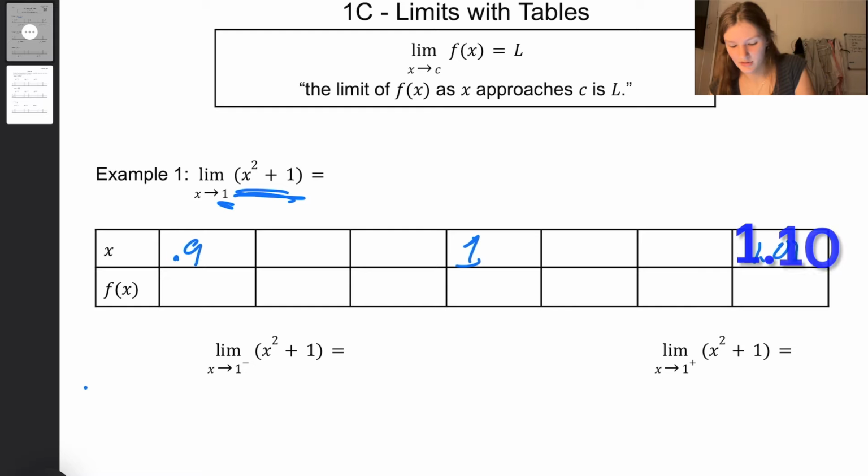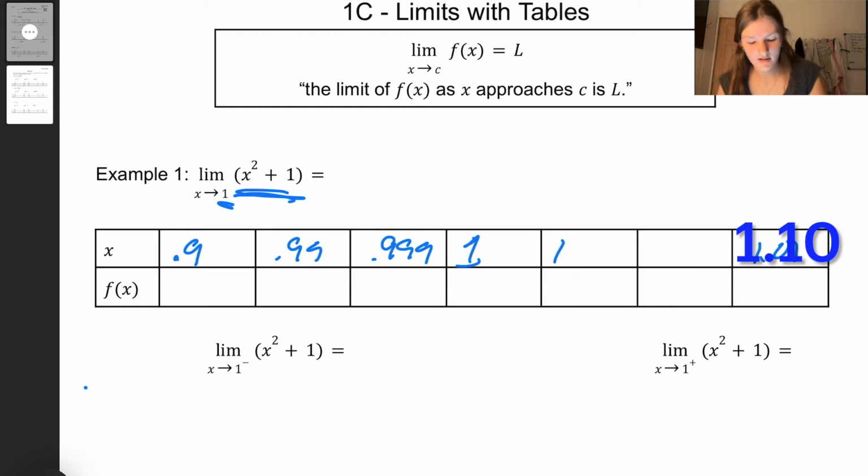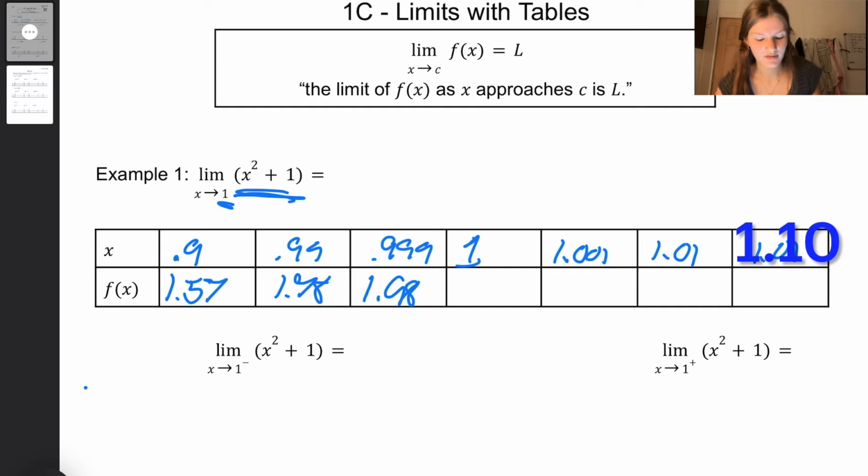On the right, it's going to be a little bit greater than 1. You want to get very close. So it's going to be 0.99, 0.999, 1.001, and 1.01. So you're going to get values. Since I don't have my calculator, let's just make this super hypothetical. So let's say you have 1.57, 1.78, 1.98. This is obviously leading up to 2.